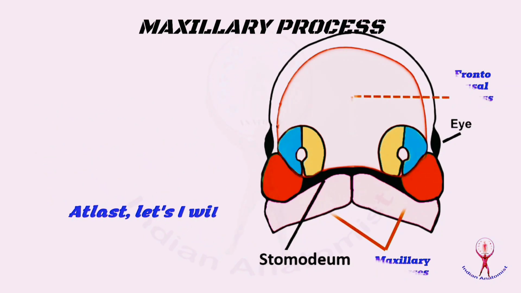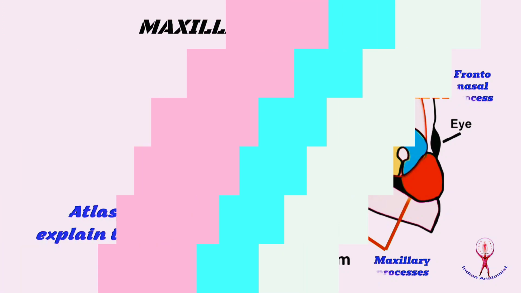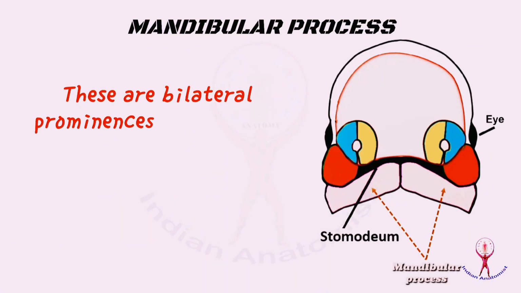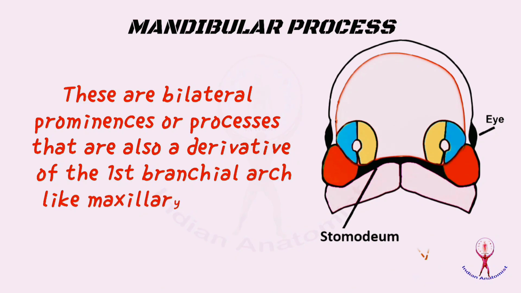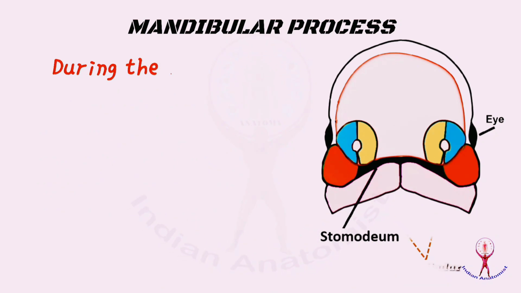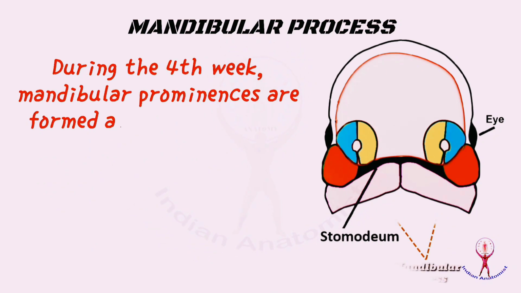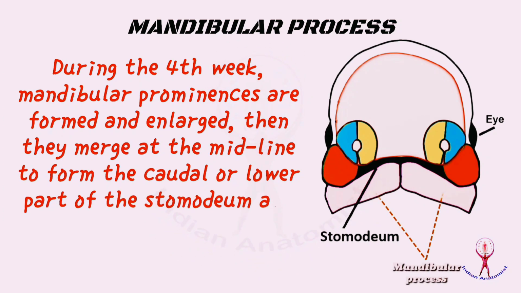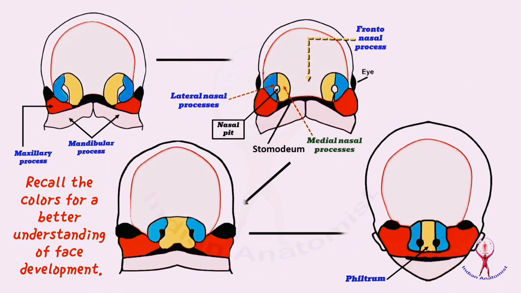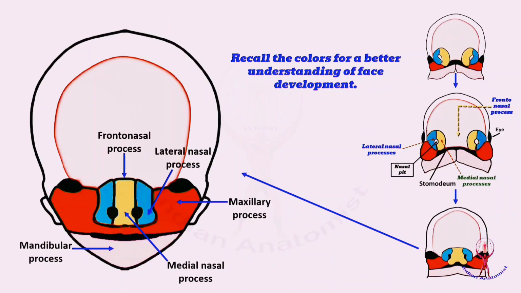At last, I will explain the mandibular process. These are bilateral prominences or processes that are also a derivative of the first branchial arch, like the maxillary processes. During the fourth week, mandibular prominences are formed and enlarged, then they merge at the midline to form the caudal or lower part of the stomodeum and the lower jaw. Recall the colors for a better understanding of face development.